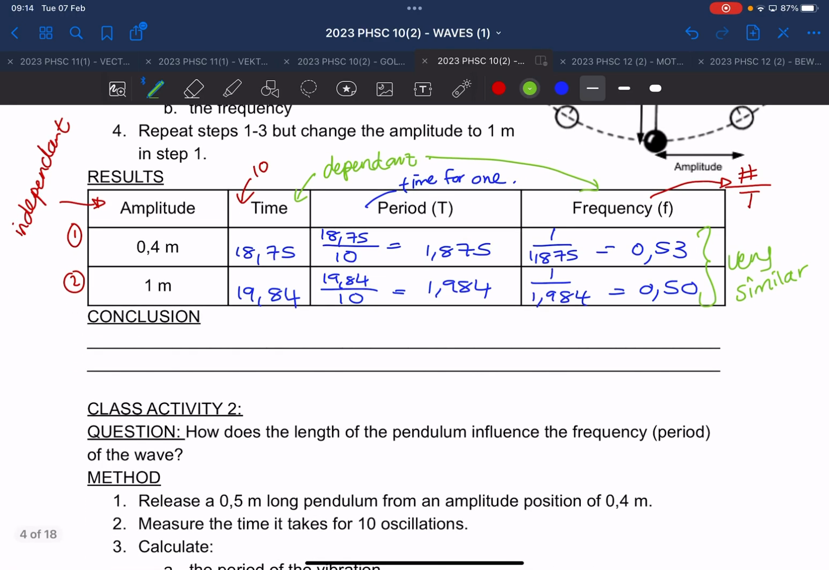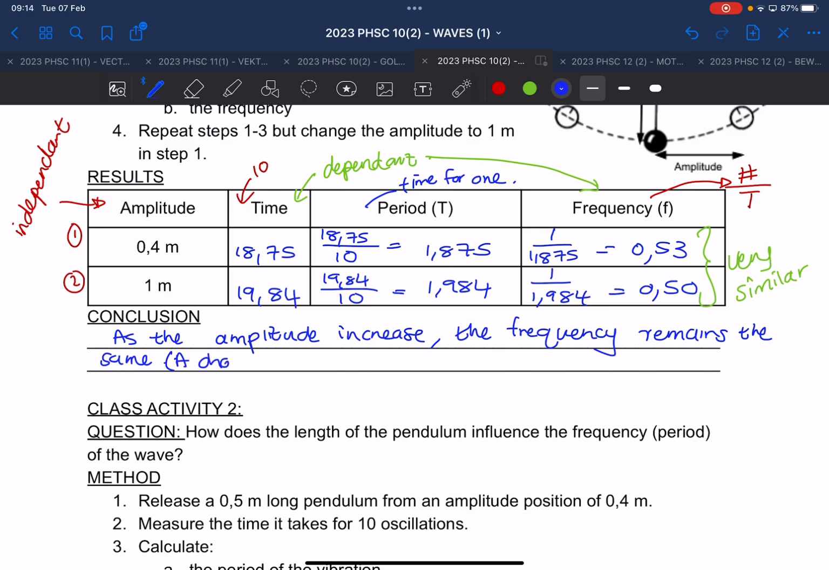So we are going to say, as the amplitude increases, the frequency remains the same. Okay? Or you could have said a change, that's a C. Are you writing this down? A change in amplitude, Kumo, has no effect on the frequency.